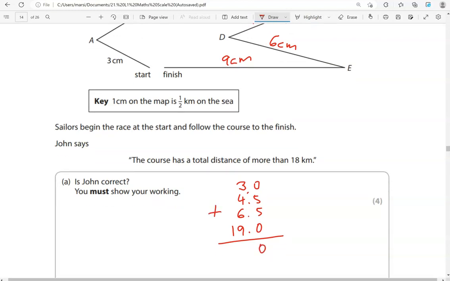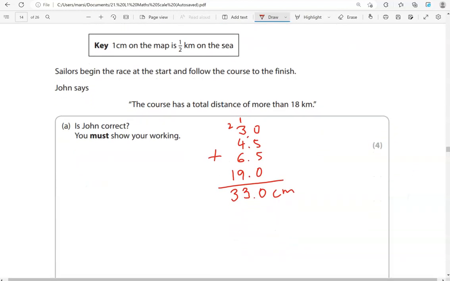5 and 5 is 10, so 0 down and 1 carried over. 9 and the 1 makes 10, 6 and the 4 makes 10, so that's 20, and the 3, that is 23. So 3 down and 2 carried over, 2 and 1, that is 3. So that is 33 centimeters in total. We're given the scale, which is 1 centimeter on the map is equal to half a kilometer on the sea.